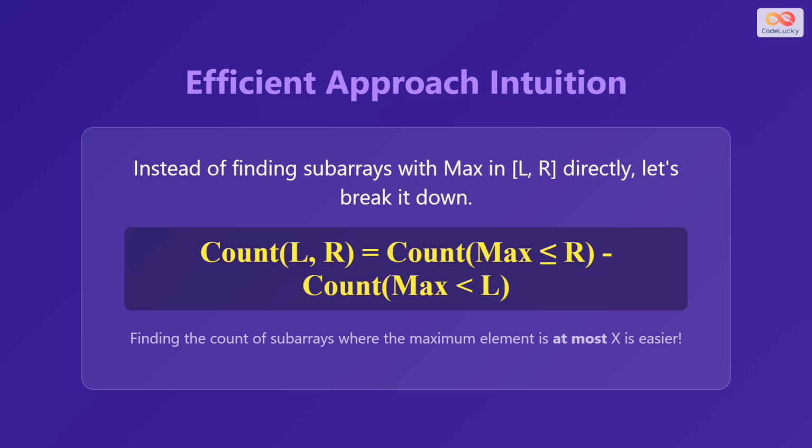A clever trick is to count the number of subarrays where the maximum is less than or equal to a certain value. If we can easily count subarrays with a maximum less than or equal to R, and also count those with a maximum less than L, we can simply subtract the second count from the first to get our answer.